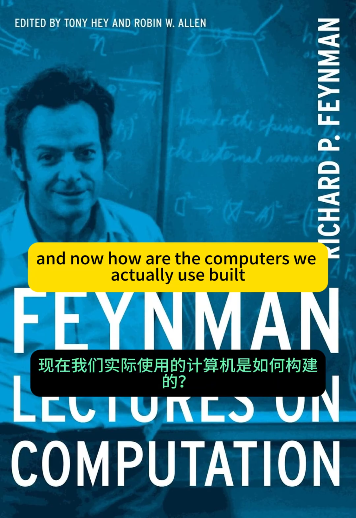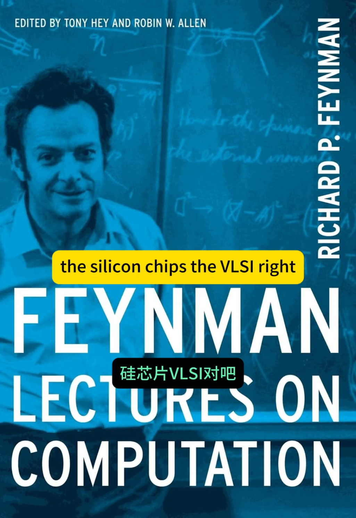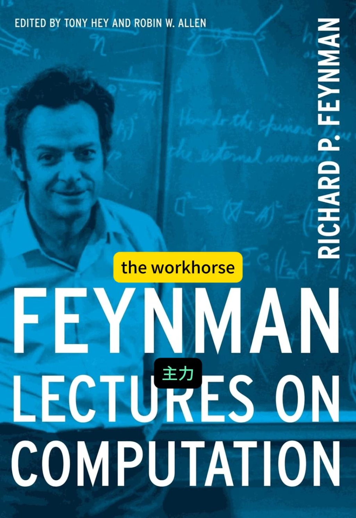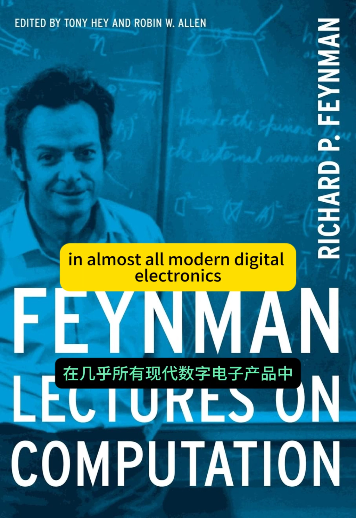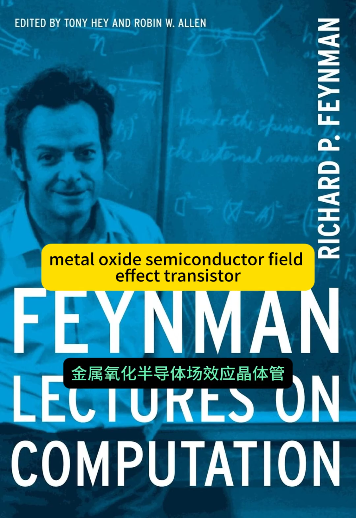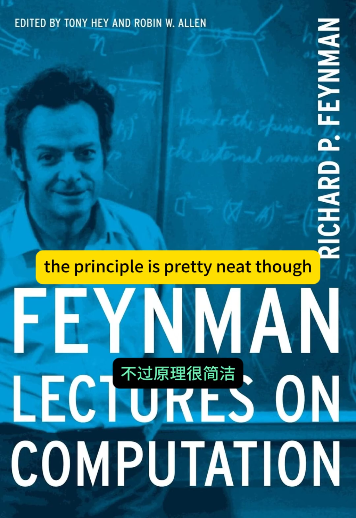Okay, let's shift back from the far future to the here and now. How are the computers we actually use built? The silicon chips, the VLSI. Right. Very large-scale integration. The workhorse, the fundamental switch in almost all modern digital electronics, is the MOSFET, metal oxide semiconductor field effect transistor. Sounds complicated. The principle is pretty neat, though.